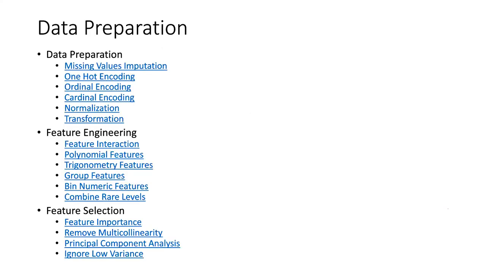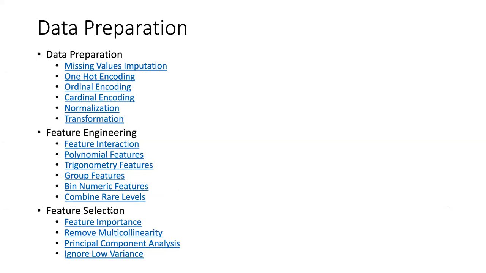Okay, but data preparation, what are all the techniques you have? First thing is missing value imputation, one-hot encoding, ordinal encoding, cardinal encoding, normalization, and transformation. All these things come under data transformation. Feature engineering: you can find correlation, and you can create more features using augmentation, or do polynomial features. Let's say you have simple features, then you can add the polynomial terms and get more features. And binning numerical features and combining values, that's where feature engineering comes in.